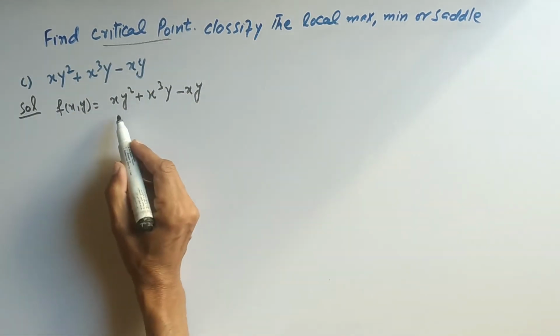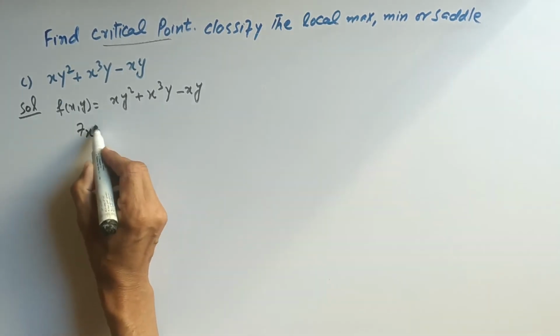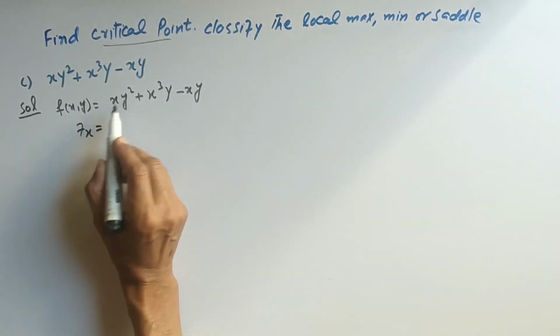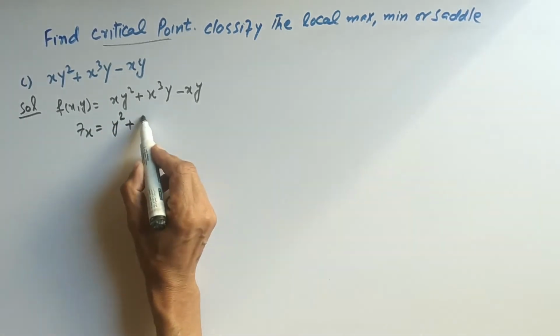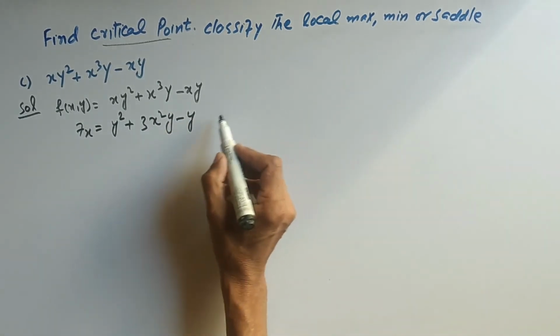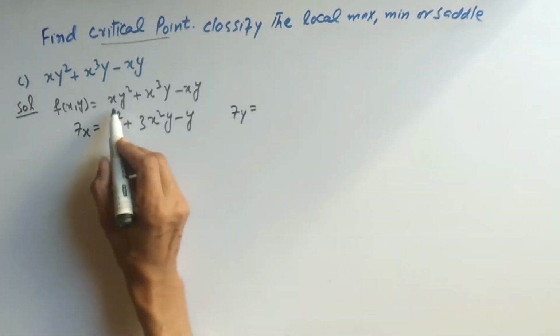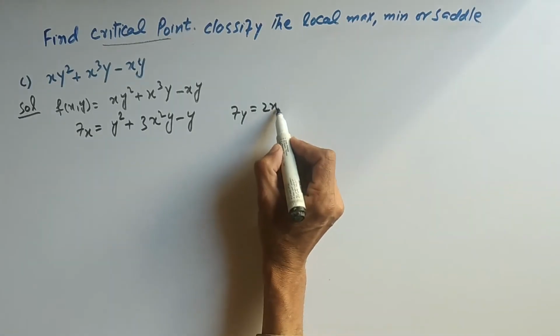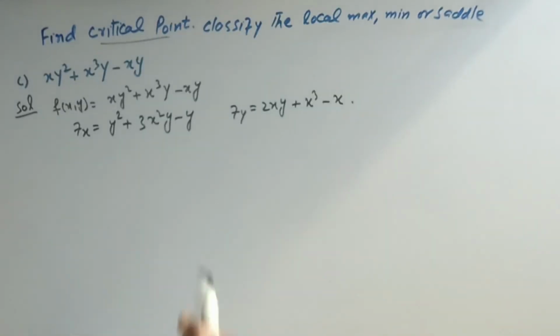So for this we take the partial derivative with respect to x, f of x. When we take the partial derivative, we get y square plus 3x square y minus y. Now take the partial derivative with respect to y. So f of y will become 2xy plus x cube minus x. This will be the first derivative.